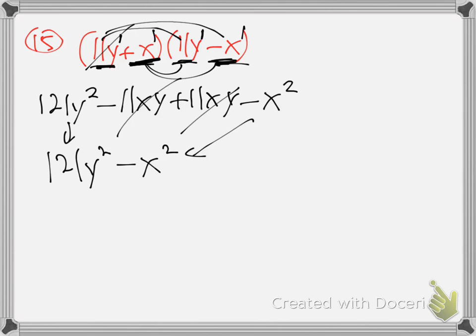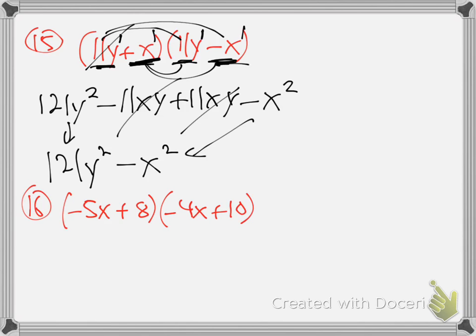All right, number 16. Number 16, minus 5x plus 8 times minus 4x plus 10. Two terms with two terms. So what do we do with two terms with two terms? Same thing we did last time, right? First to both, second to both.